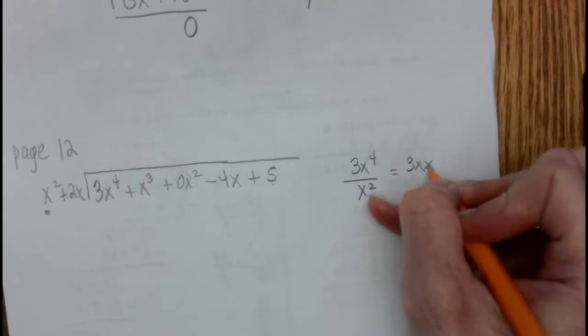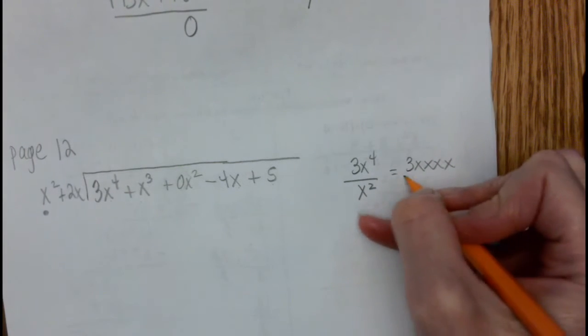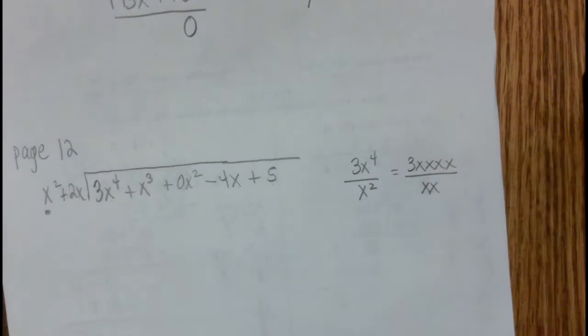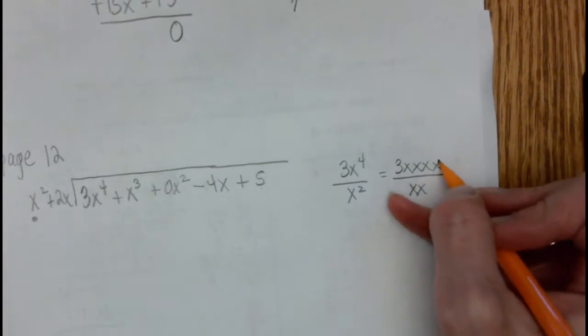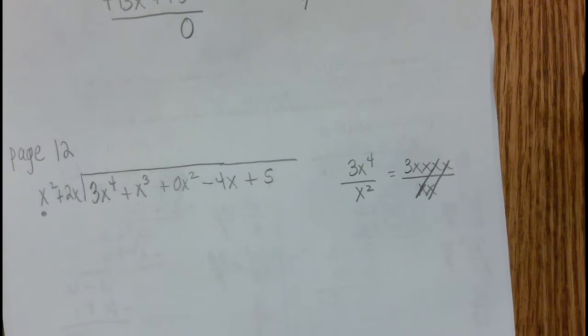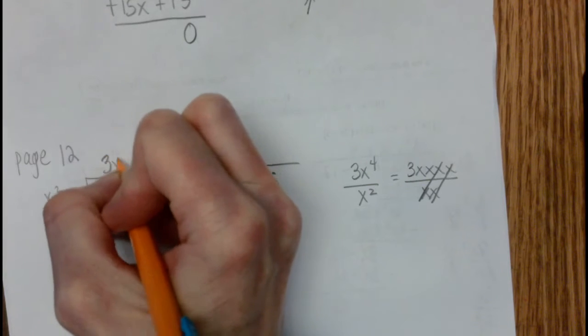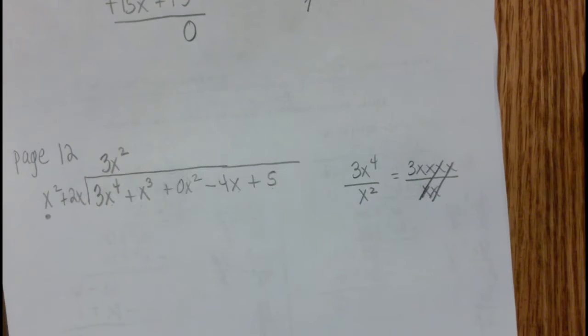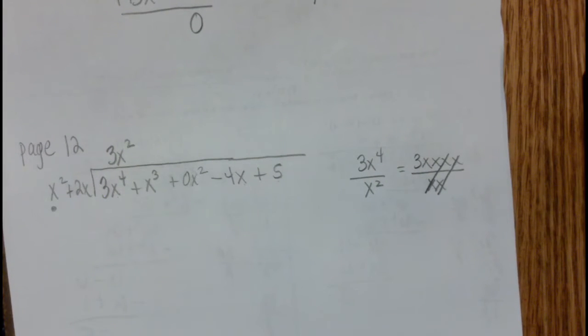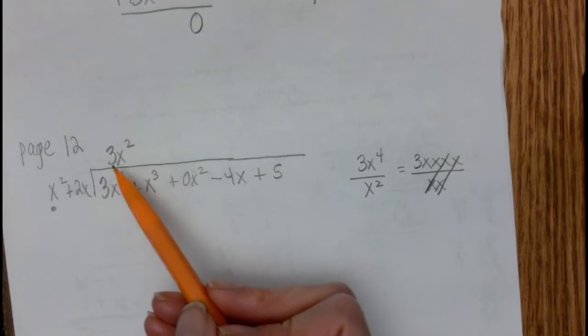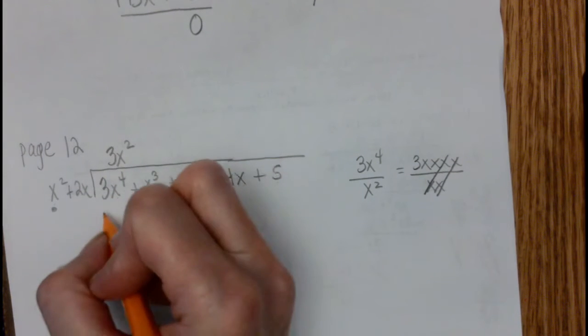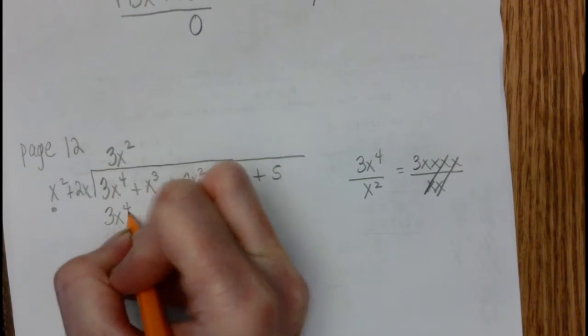And if you've watched any of the other videos, you've seen me write it out longhand every single time. 3x to the fourth is 3xxxx divided by x squared. Well, what we're left with is 3xx, which is 3x squared. Again, Edmentum does not write the 3x squared there. They line up their x squareds, which is fine, but I'm going to write it right there. It doesn't make any difference. 3x squared times x squared is 3x to the fourth.